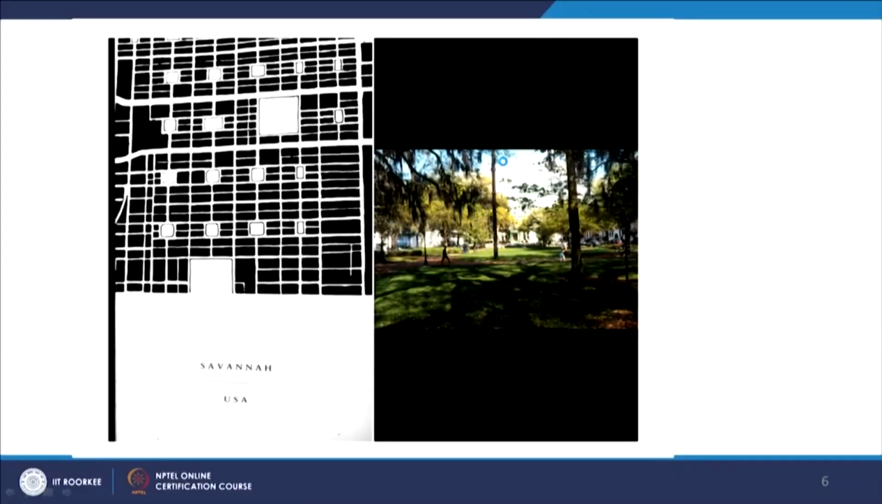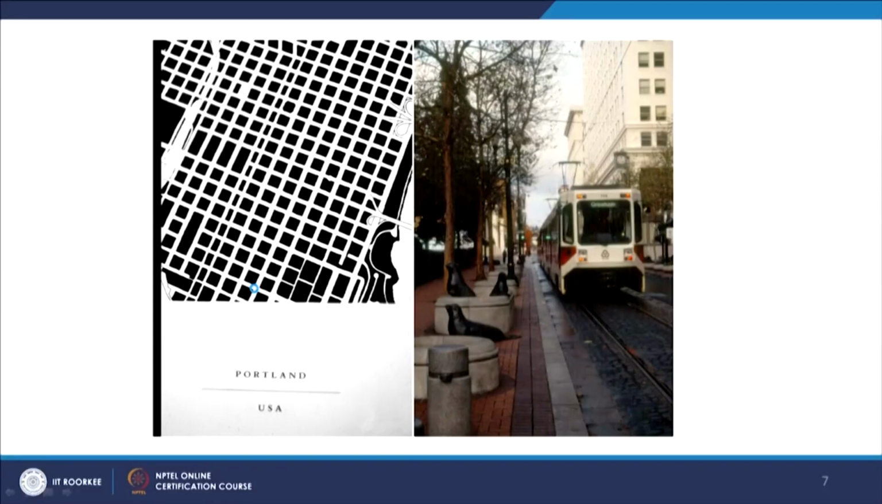Similarly in Savannah, you have the neighborhood park network, a green space network that connects throughout the whole city. And in Portland, it is again a sector-based network, and this is a much more recent development, especially where parts of it have been regenerated.